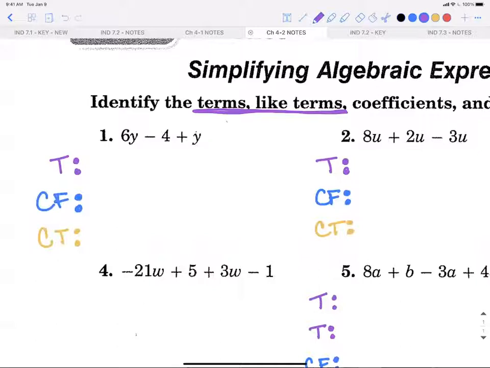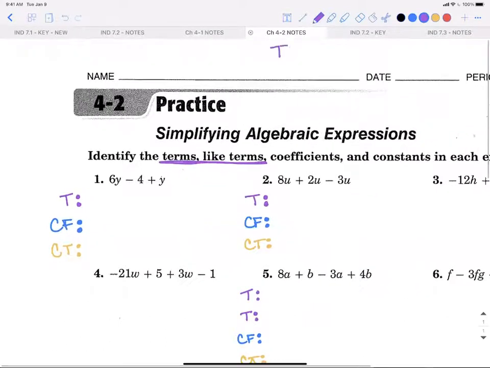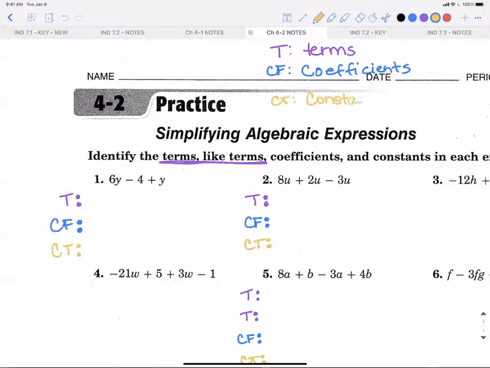So you've got terms, coefficients, and constants. Those are the three things that we're going to be identifying in this top section. And these are the abbreviations that you can use. All right. So if you need it, I can write it up here. T is for terms. CF is for coefficients. And I'll tell you what all these are here in just a second. And CT is for constants. Okay, those are the abbreviations that you're going to use to answer the top section of your homework.